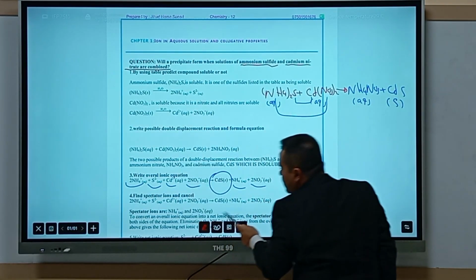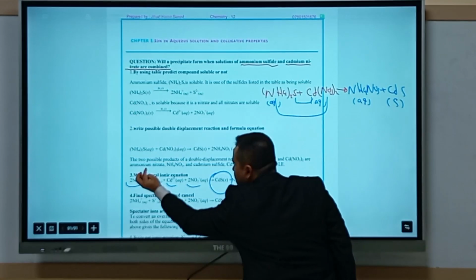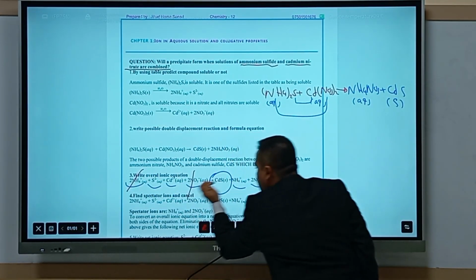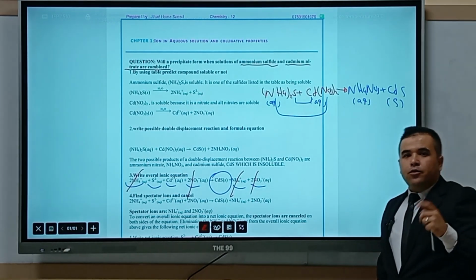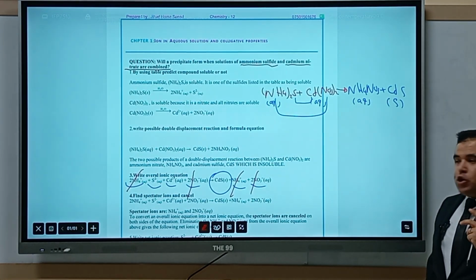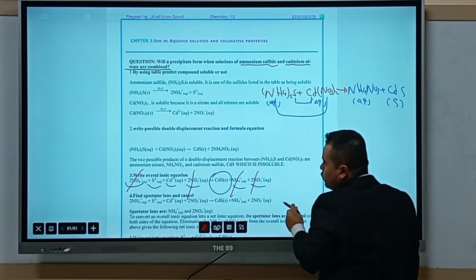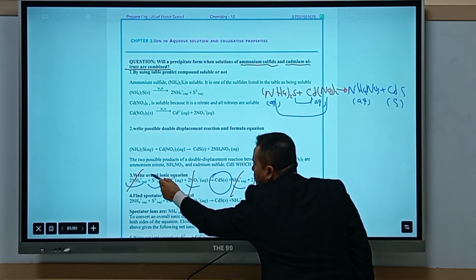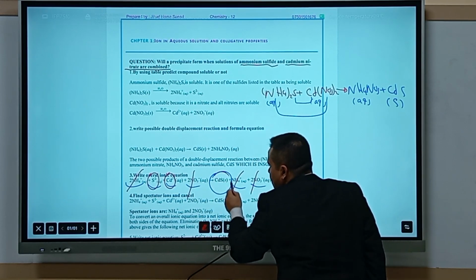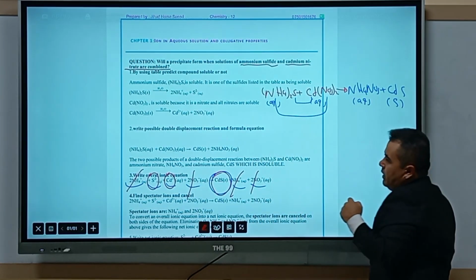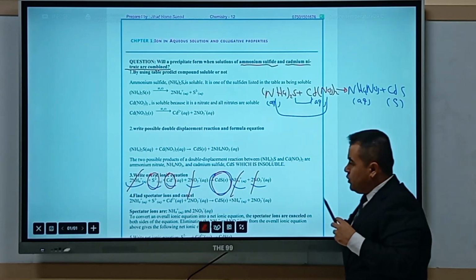What are the spectator ions? Guys, those ions that appear on both sides without any change. So NH4NO3 appears on both sides without passing through any chemical change, becomes the spectator ion, and the remainder, which is sulfide plus cadmium forming cadmium sulfide, is the net ionic equation, guys.